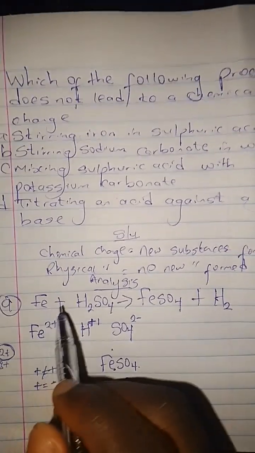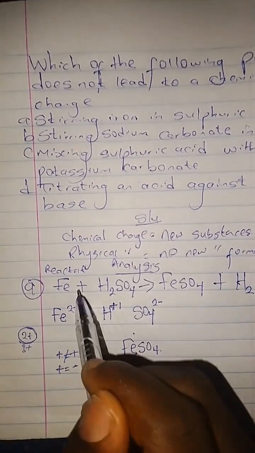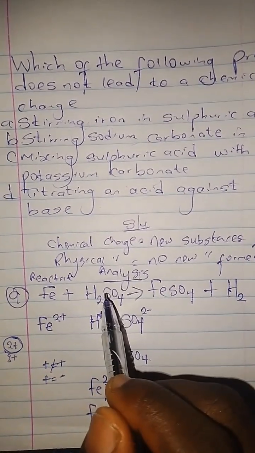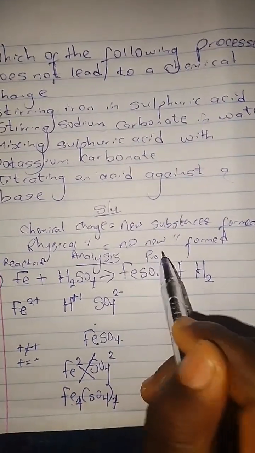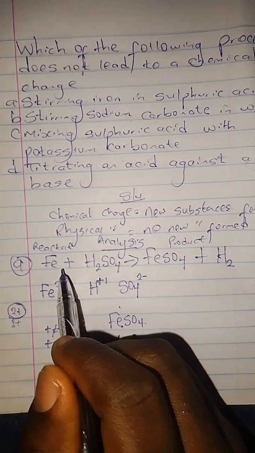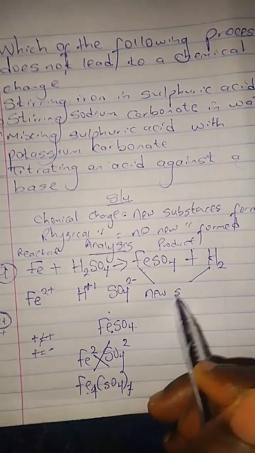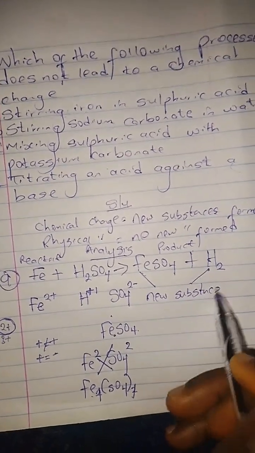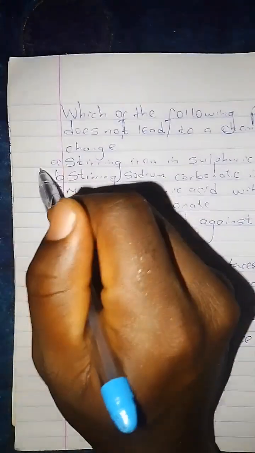Now on the reactant side, you will agree with me that these are the elements and compounds. On the product side, are they the same as on the reactant side? No, an entirely new substance is formed. So in number 1, after analyzing, we discovered that a new substance is formed. So number 1 cannot be our answer.